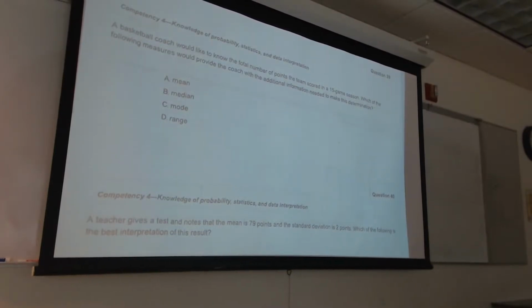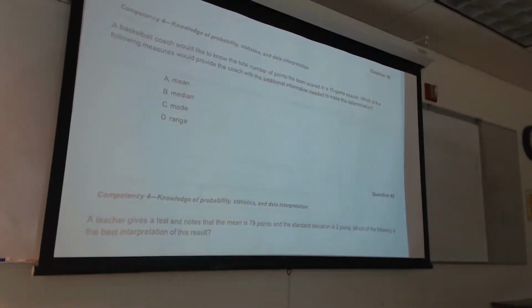All the scores would be helpful, yes. Would the range tell us anything? No. Would the median tell us anything? If I said the median score was 36, does that say anything? No. Would the mode tell us anything? No. So therefore it is?